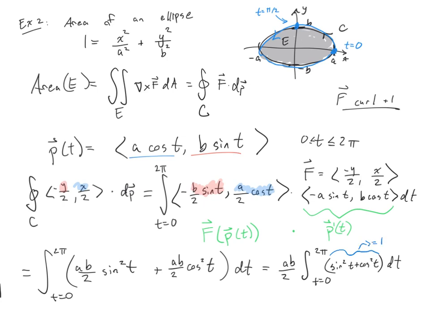And since I'm integrating 1 dt, I just get 2 pi. So my final answer is ab over 2 times 2 pi, which is ab pi. That's now maybe the third time we've done the area of an ellipse. But it's the first time we've done it by passing to a one-dimensional integral rather than computing an area integral. So ultimately, we only did one integral in terms of t here in order to compute the area of this ellipse. We did a one-dimensional integral.